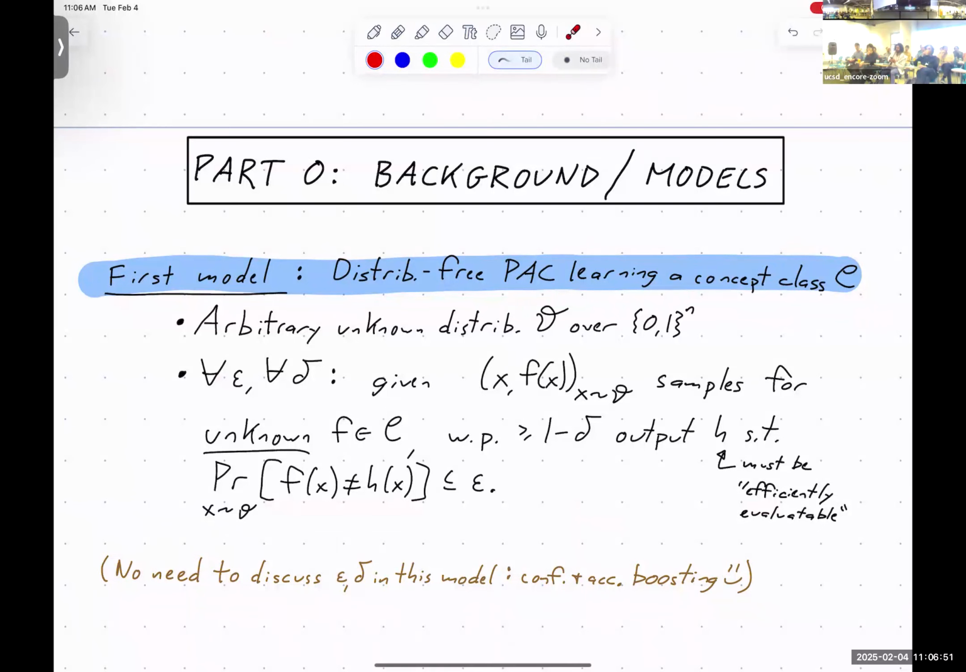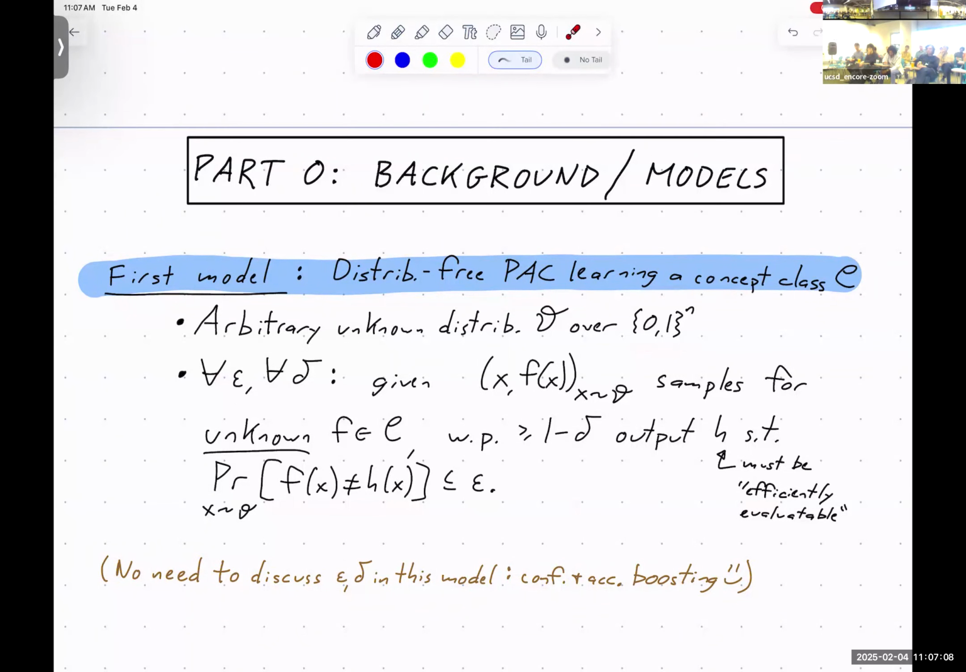Okay, there's an arbitrary, unknown distribution. The learner doesn't know what it is, and it could be anything. So it might really be concentrated on images of cats, or maybe a mixture of images of cats and images of Dungeons and Dragons characters, or something like this. So there's an unknown distribution over here.